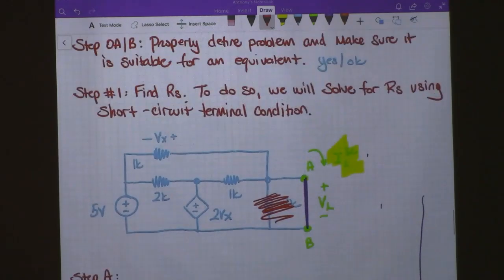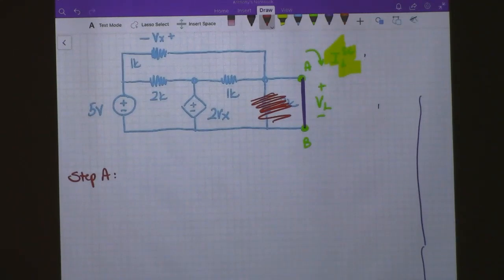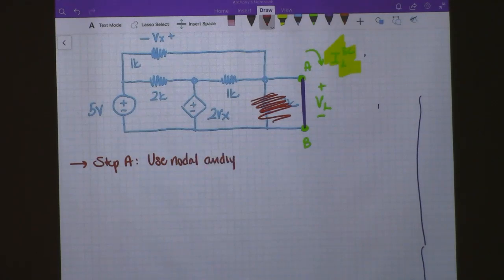The reason I'm moving from step 1 to step A is because this is a mini step within step number 1. We have to use either nodal or mesh analysis in order to solve. So we're going to use nodal analysis to solve.